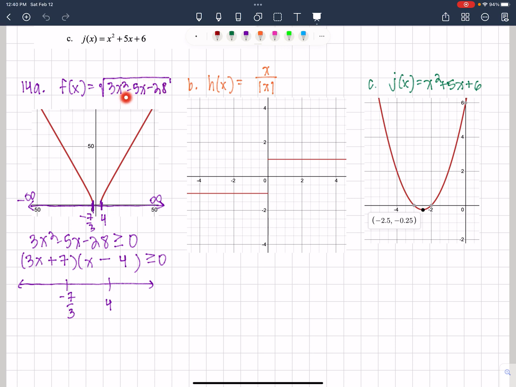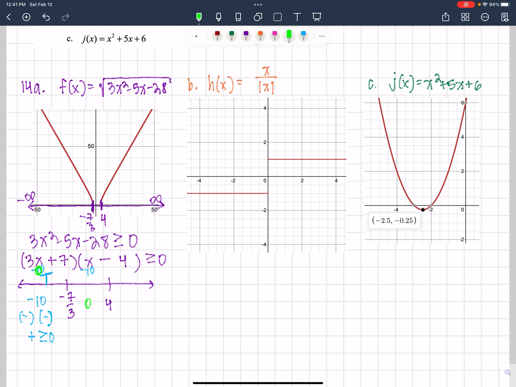We want positive radicands so that we can actually calculate the square root of that positive number. So looking at just the quadratic, 3x squared minus 5x minus 28, we want to keep that positive. And negative infinity to negative 7/3, 4 to infinity is going to give us those values. And we can test values by putting in a negative 10. And then we put that negative 10 in here, and we get a negative times a negative is a positive, and positive numbers are greater than or equal to 0, so that's going to make this true. And then we can try putting in a 0.